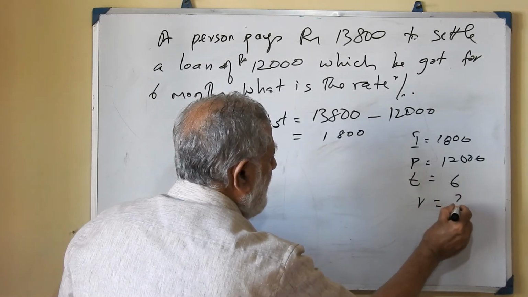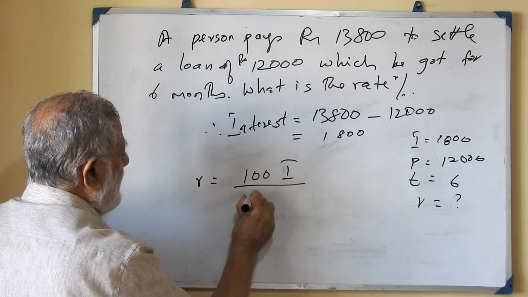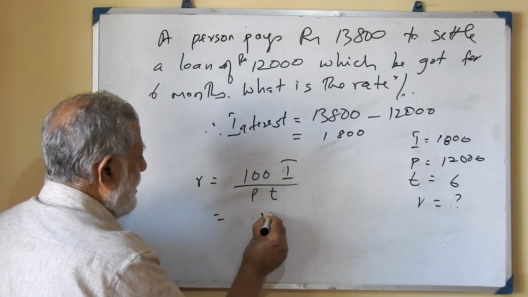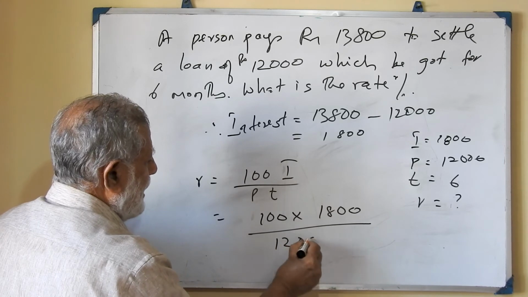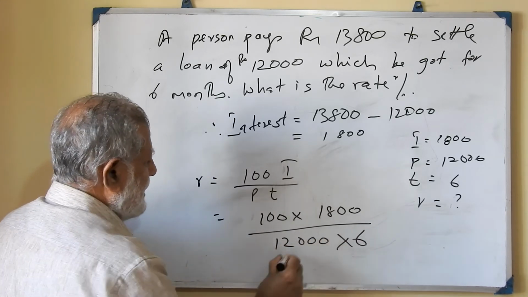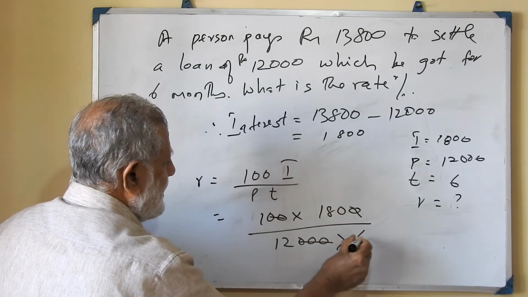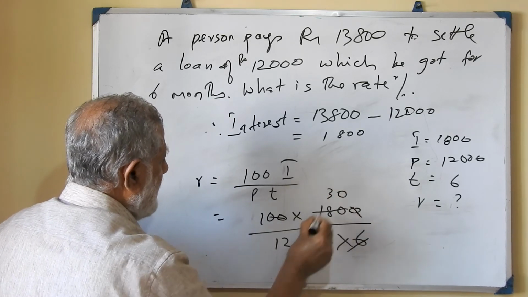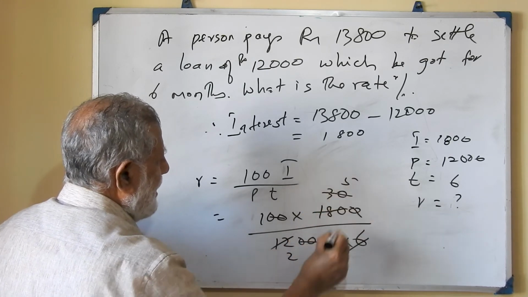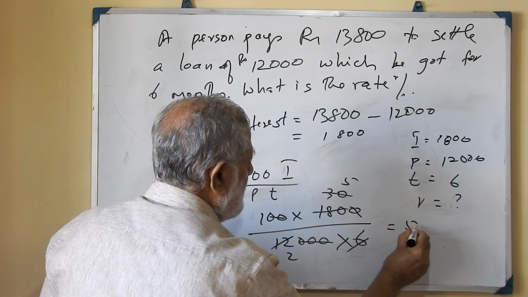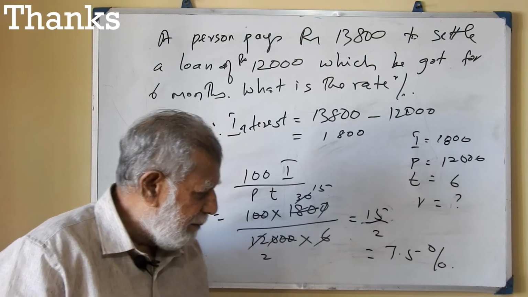As in the earlier formula, R is equal to 100 into I upon P into T. So we apply the formula, 100 into 1,800 divided by 12,000 into 6. Okay, we will start cancelling. 3 zeros, 2 zeros and 1 zero. Then 6 times 30, and 6 times 2, 6 times 5. So that is equal to 5 upon 2, that is equal to 2.5%.